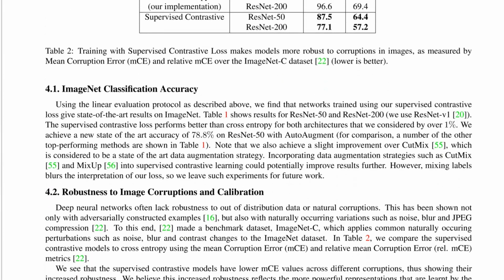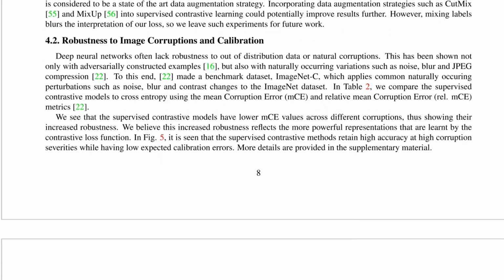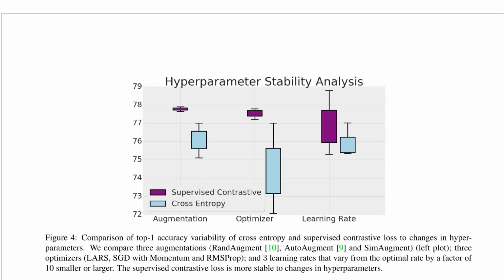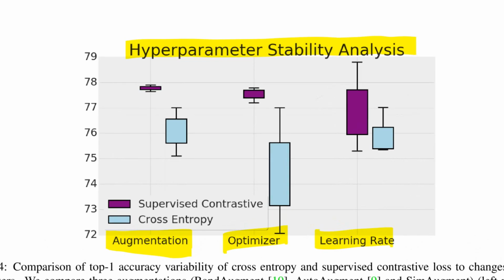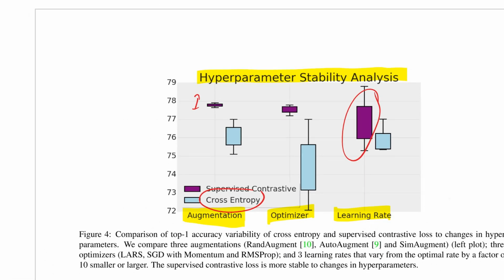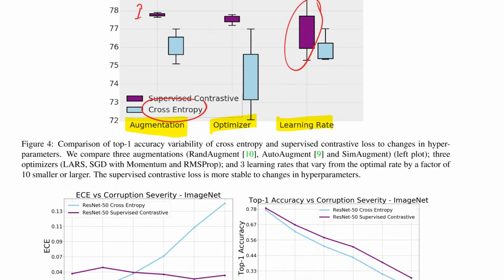But again, they do get state-of-the-art on ImageNet for these types of networks and augmentation strategies, and they do look at how their loss appears to be more hyperparameter stable. So if they change out the augmentation, the optimizer or the learning rate, you can see here that the spread in accuracy is much smaller than for the cross-entropy loss, except here. But it is hard to compare variances of things that don't have the same means in terms of accuracy. So take this on the right here with a grain of salt.